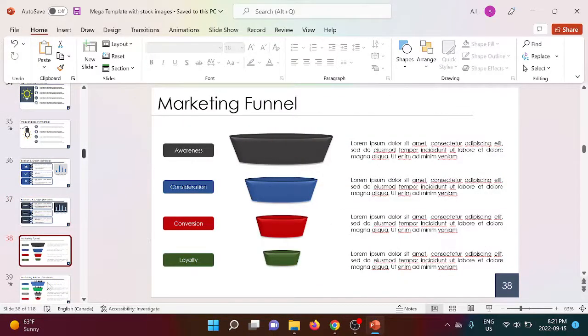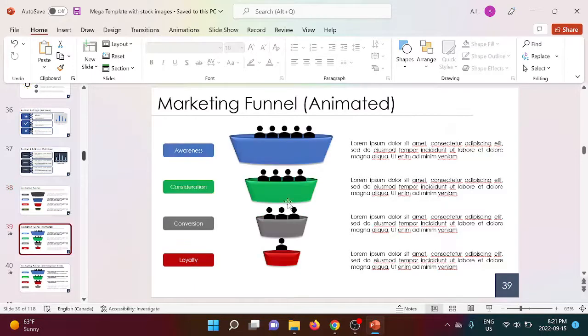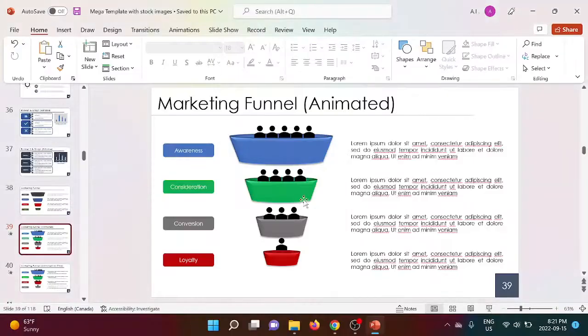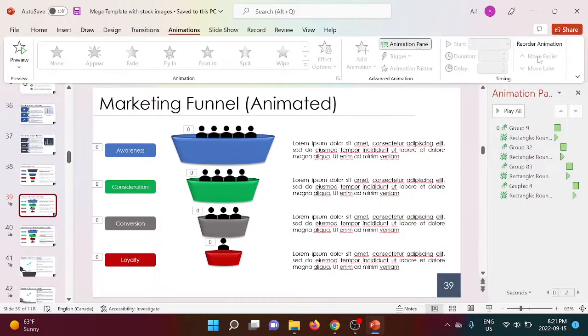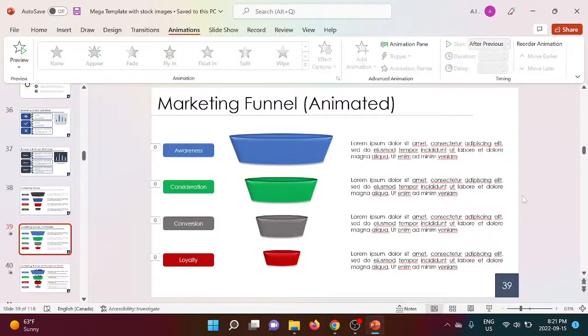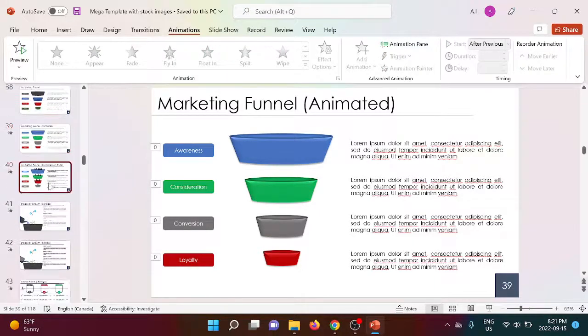This is a marketing funnel. This is a marketing funnel with animations. At any point of time you don't want animations, all you have to do is go to animations, animation pane, select all, and then just delete, or you can just remove. Okay, if you don't want these, you can just delete these. If you just want a clean funnel, you can just do that.